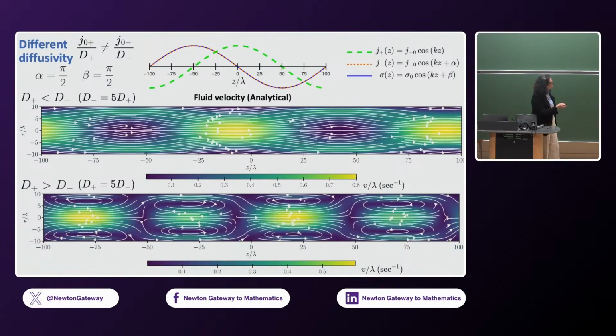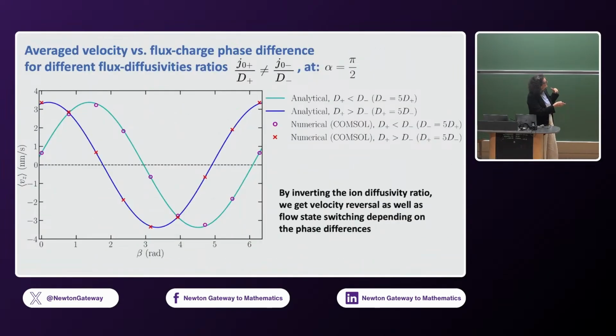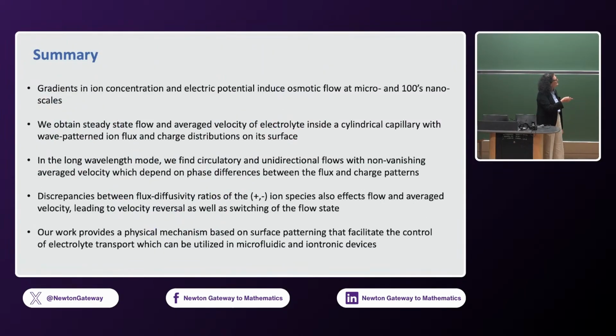And this is the case, again, for other values of alpha and beta. In this case you get just the vortices, but with some component. And here without depending on the value, so it's not symmetric. And then you can invert the ion diffusivity ratio and get the velocities and the reversal, playing with this out of phase relation between the fluxes and so on.